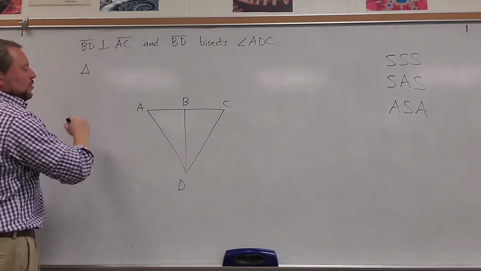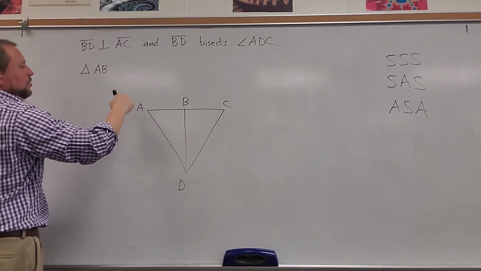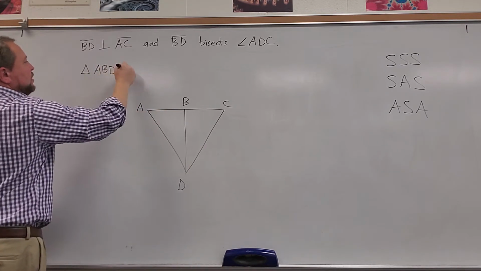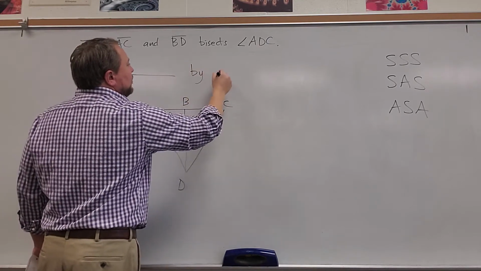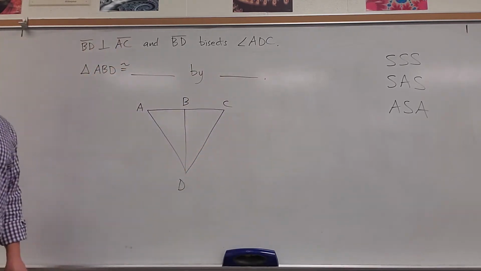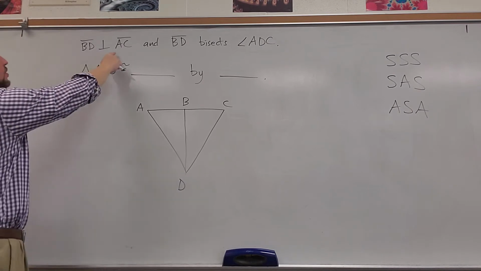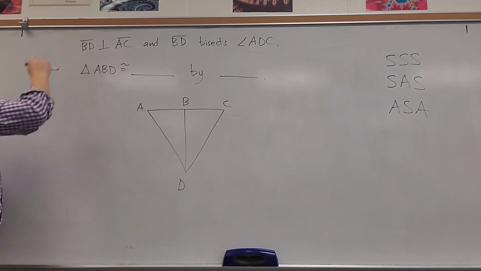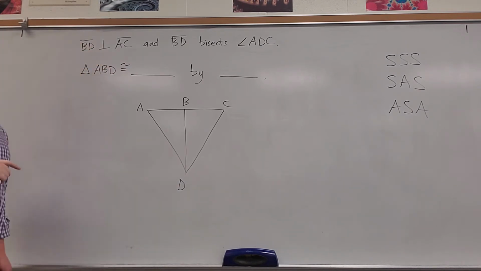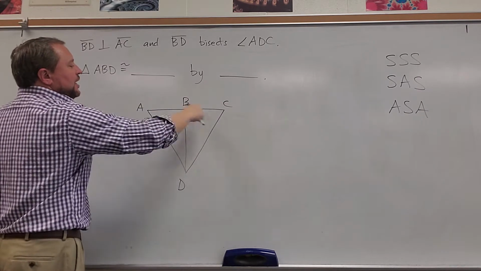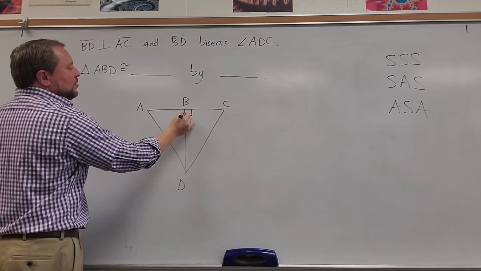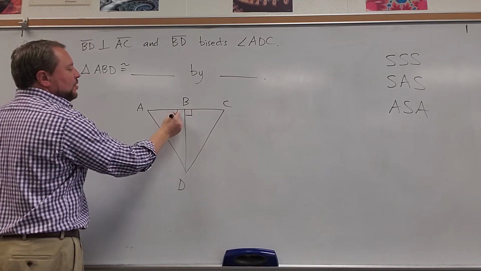They want you to show that triangle ABD is congruent to another triangle here, and by what method. All right, so if we look at what we're told so far, perpendicular means, of course, that they're going to form a right angle. So if BD is perpendicular to AC, I have right angles not only here, but also there.